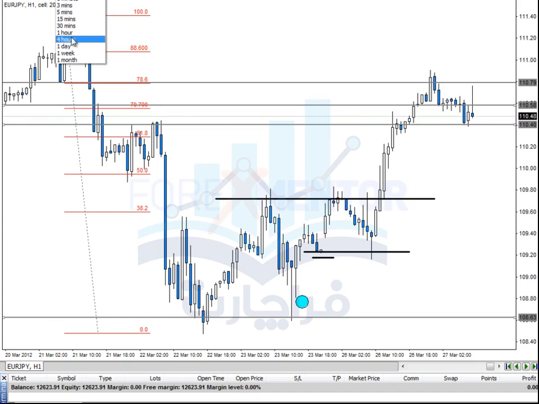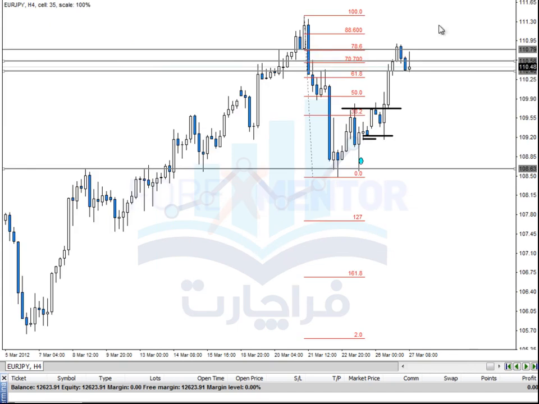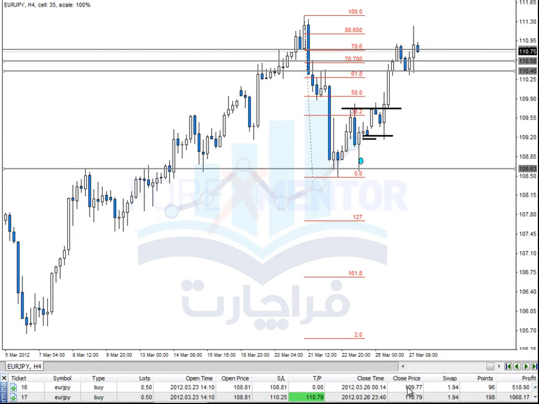I'll show you the 4-hour. Absolute key order flow there. So that was a bullish Gartley that set up on the 30-minute chart. We took partials at 96 pips, and then the remaining off at 198 pips. So real nice trade there.